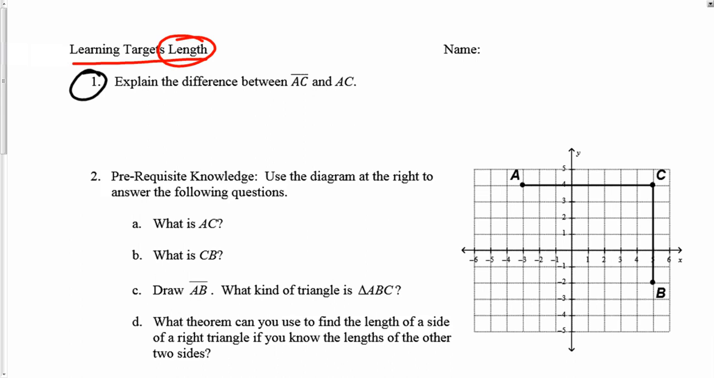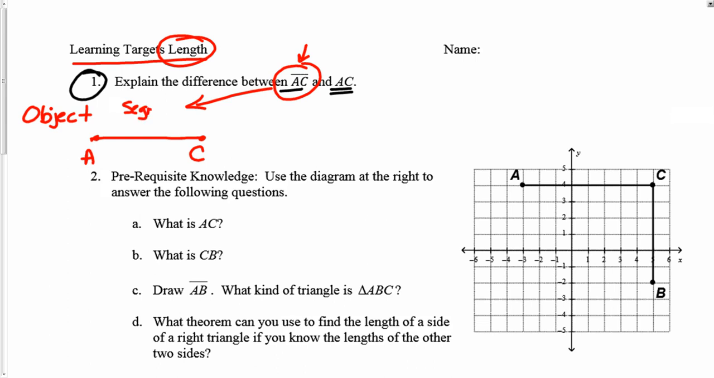So number one, explain the difference between this thing and this thing. So both of them have an AC. The difference is in the first one, there is this little line segment over top. And what this thing is, this is an object, meaning it's a thing. I can draw it. If I could create it, I could touch it. So it is a segment. It's a line segment, and it looks like this. A is one endpoint, and C is one endpoint.